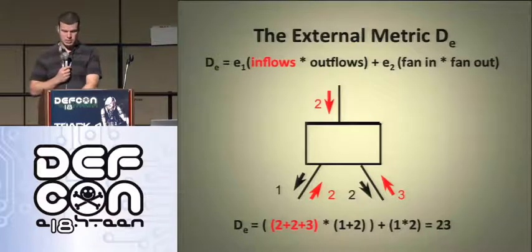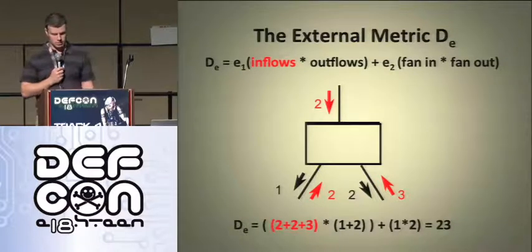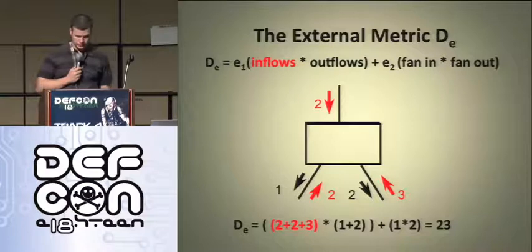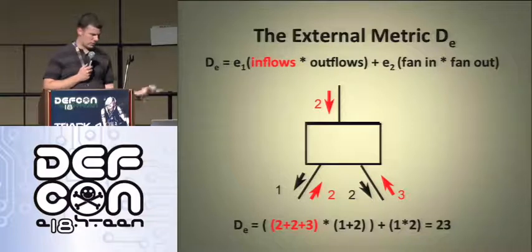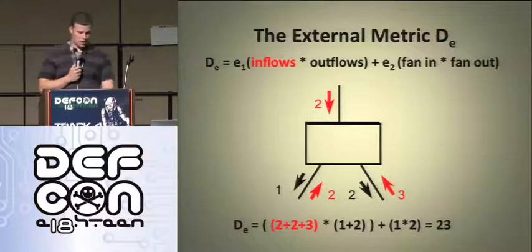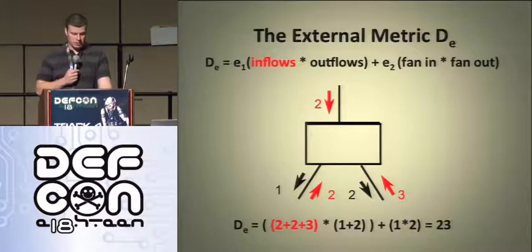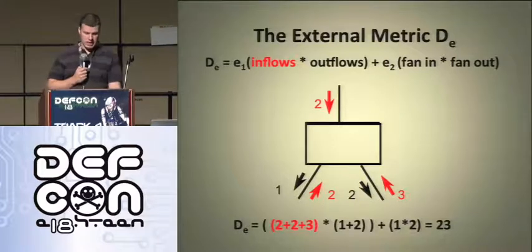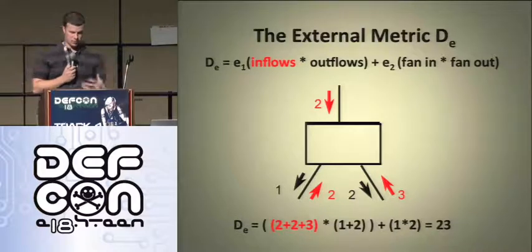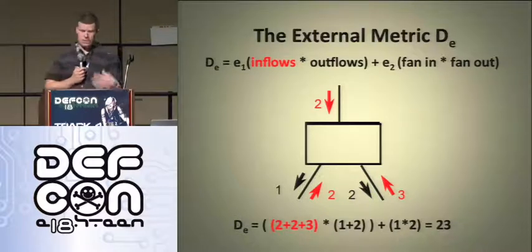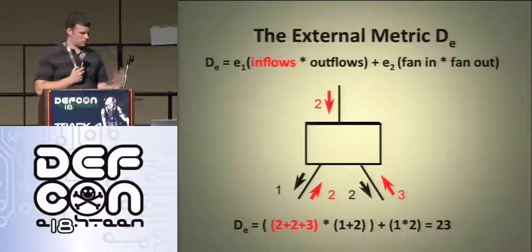So now we're getting into some definitions of our external metric D sub E. You can see D sub E is inflows times outflows plus fan in and fan out. I'm going to go over that nomenclature because I'm not sure how standard it is. That's what I got from their papers. Inflows is basically any data coming into a module. It could be parameter passing, global data, reading a file. Any data coming in is going to be an inflow.